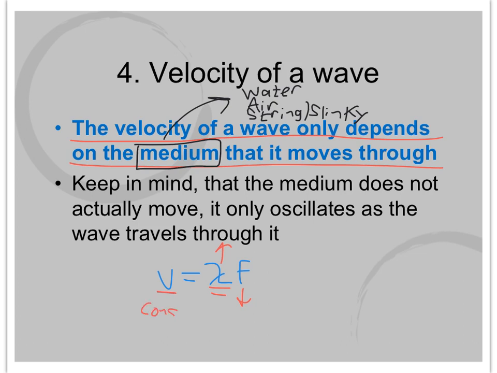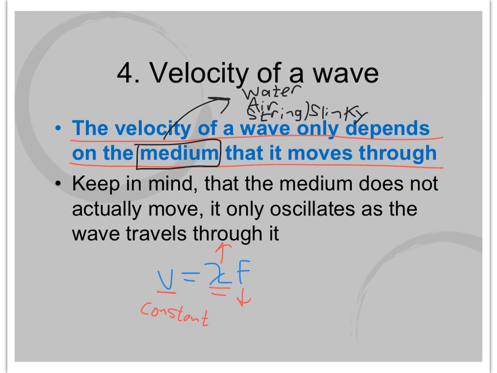of the wave constant. The only way we can change how fast a wave moves is to change something about what the wave travels through. Okay, you can't change anything about the wave itself. You have to change something about what the wave is traveling through.